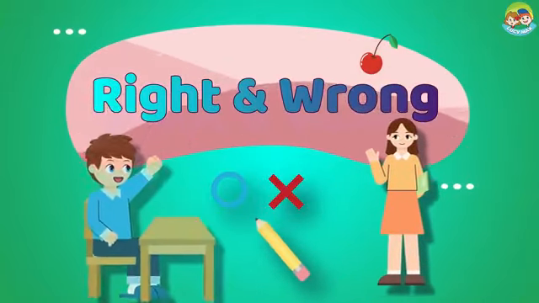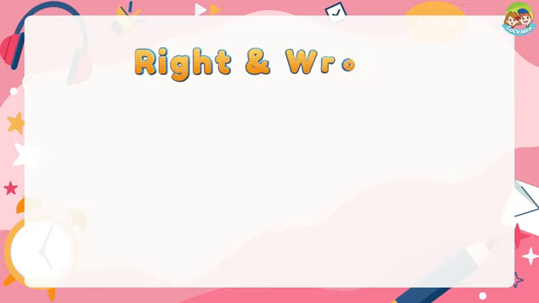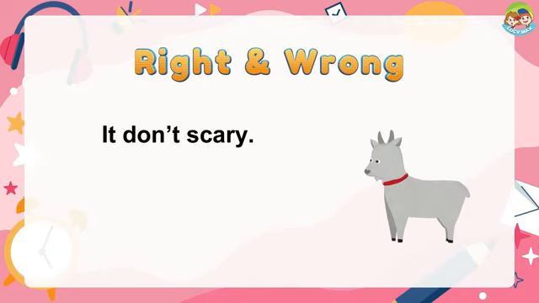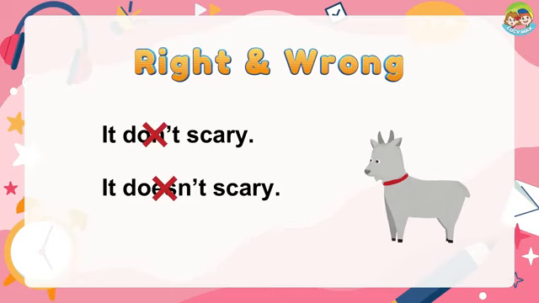Right and wrong. Now let's look at the right and wrong section. The first one says, it don't scary. The next one says, it doesn't scary. These are wrong because we don't use don't and doesn't with adjectives. The correct answer is, it isn't scary.